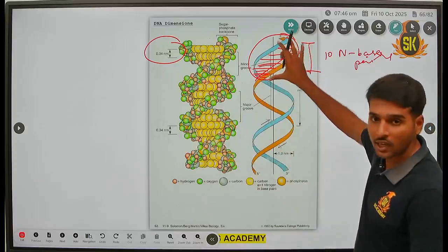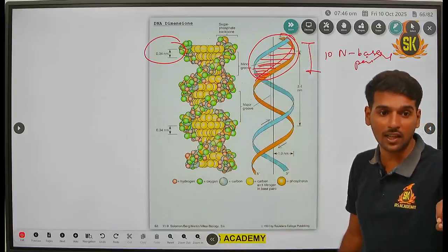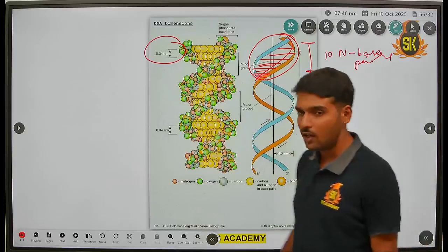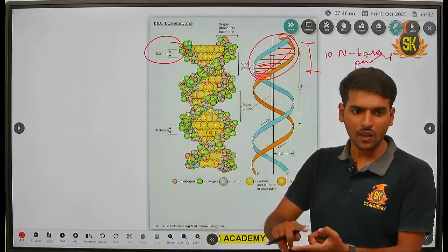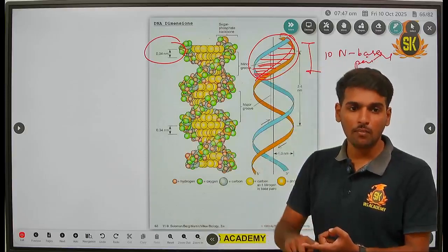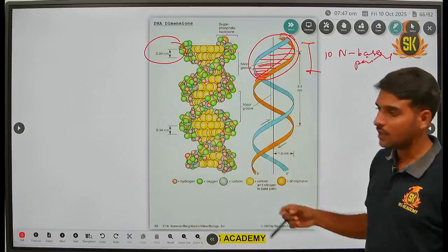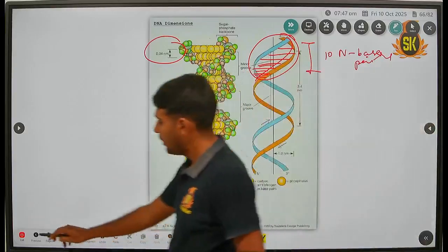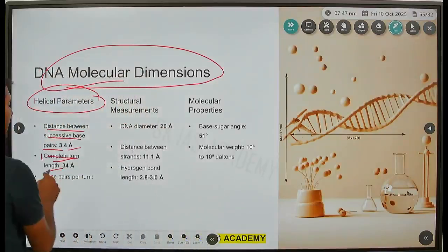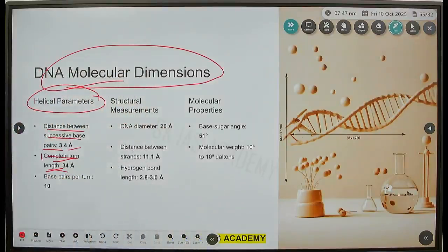In this one turn, how many are there? 10 base pairs are there. Are you understanding what I am saying? What we have discussed? The pitch is 3.4 Angstrom. Then how many base pairs? 10. And the complete turn length is 34 Angstrom.